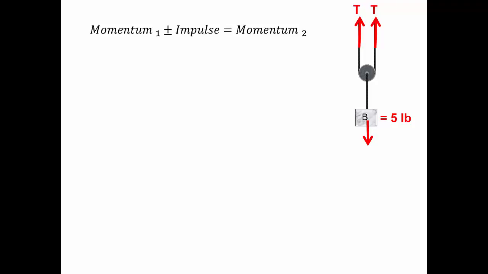Let's look first at block B. There's our weight of 5 pounds and we have two tensions in the cable above block B. If we look at our momentum equation, our initial momentum plus or minus the impulse equals the final momentum. We know that it starts from rest, so our initial momentum is 0.